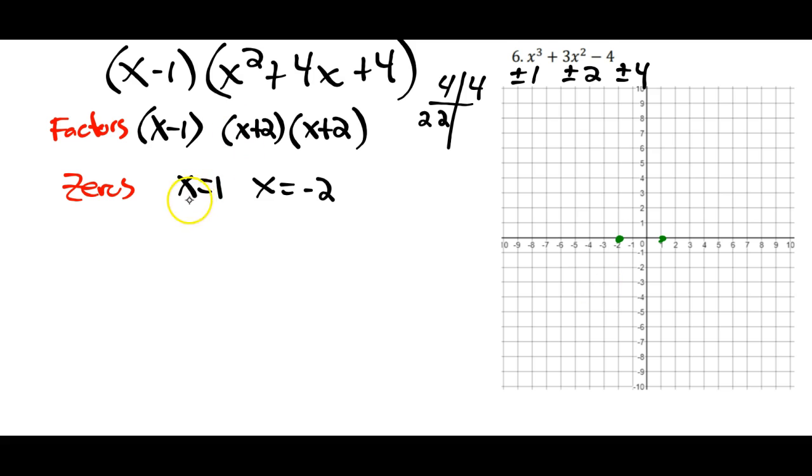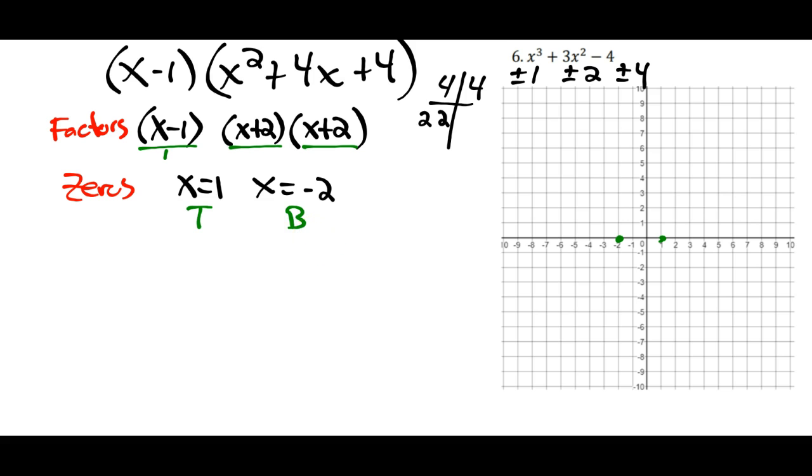Look at the multiplicity of each. X equals 1 came from this factor. It's listed once. That's an odd number, so it goes through. X equals negative 2 is listed twice. So since it's listed twice, 2 is an even number. That means this one has a multiplicity that's even, and it's going to bounce.